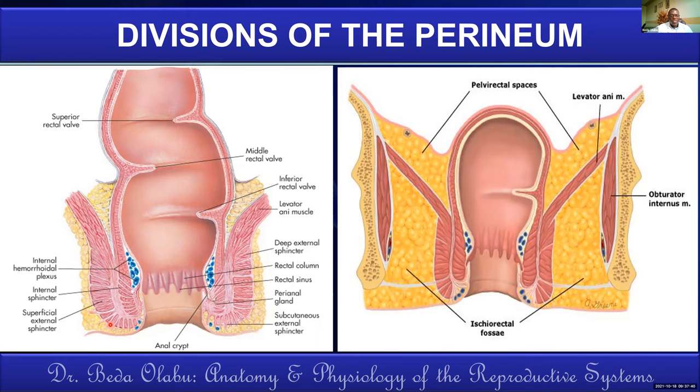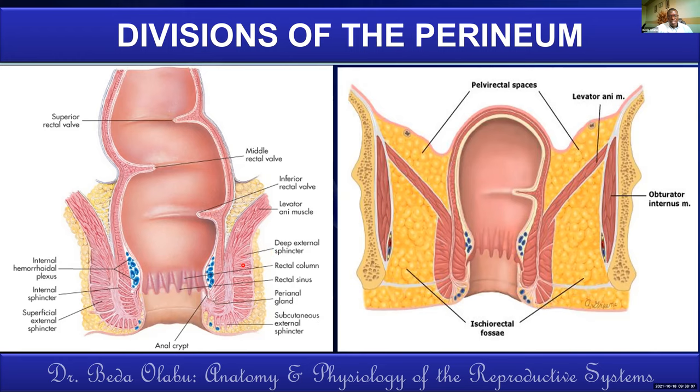The external anal sphincter is made up of skeletal muscles. This external anal sphincter is therefore voluntary, which means you have conscious control over it. You can tighten it if you don't want gas or stool to pass, you can relax it voluntarily if you want any of those two to pass.